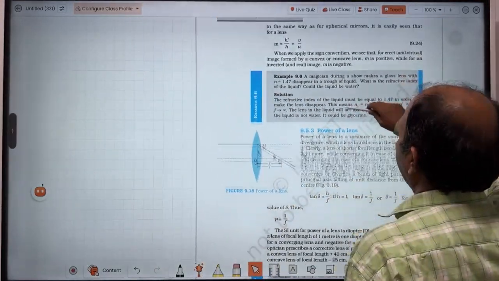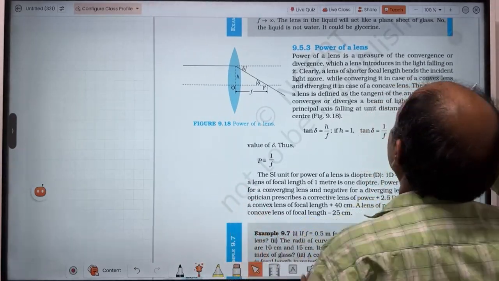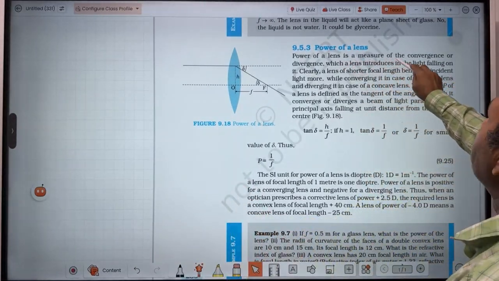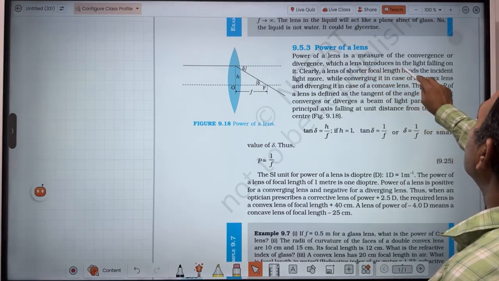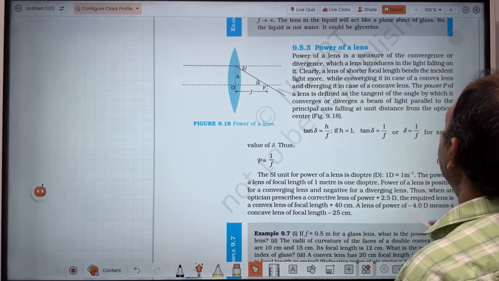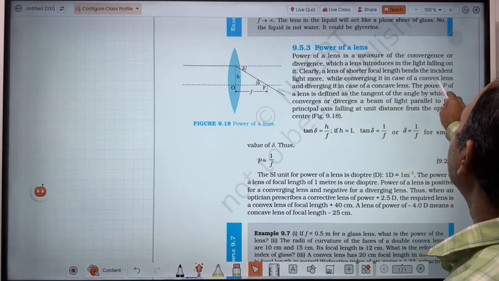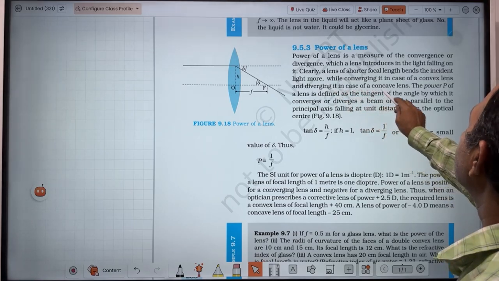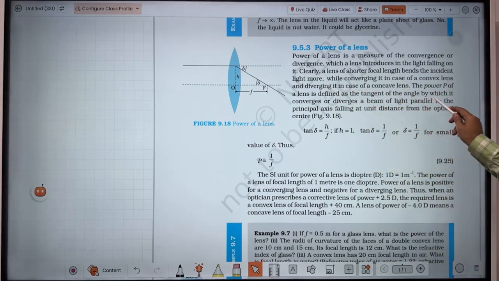Now we are going to define power of a lens. Power of a lens is a measure of the convergence or divergence which a lens introduces in the light falling on it. Clearly, a lens of shorter focal length bends the incident light more, converging it in the case of a convex lens and diverging it in the case of a concave lens. The power P of a lens is defined as the tangent of the angle by which it converges or diverges a beam of parallel light.